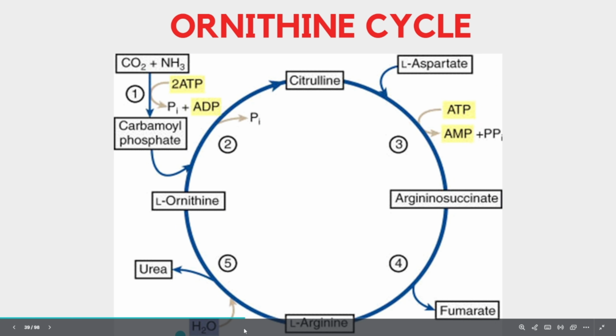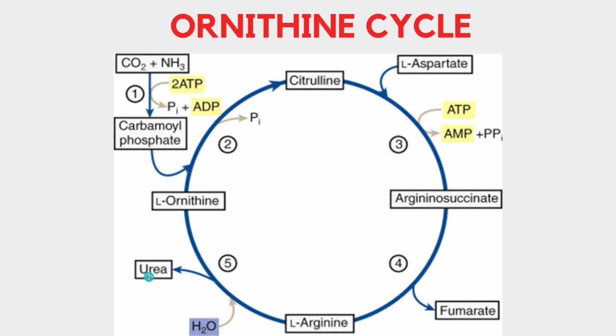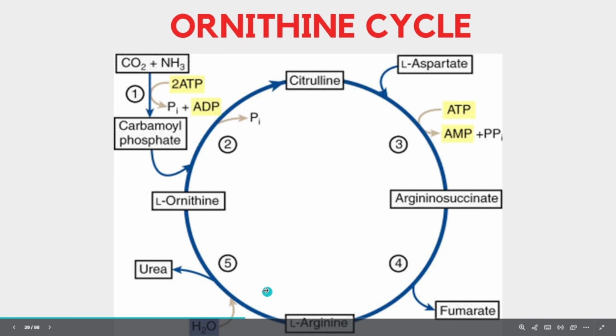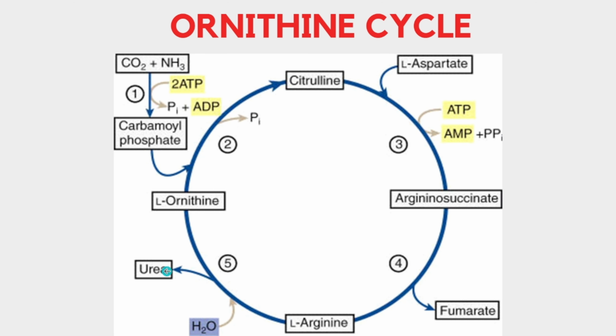So this is the process. So the most important thing is urea. You need to know the formation of the urea. So arginine will be hydrolyzed into ornithine by releasing urea, and this urea is a waste product and will be excreted by the kidney. So this is the ornithine cycle.